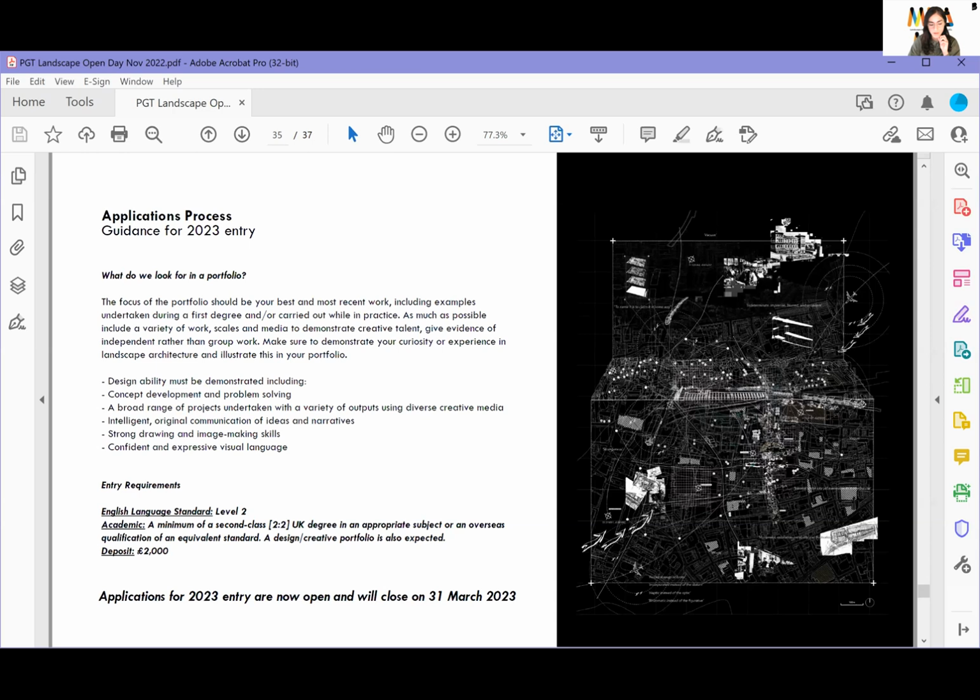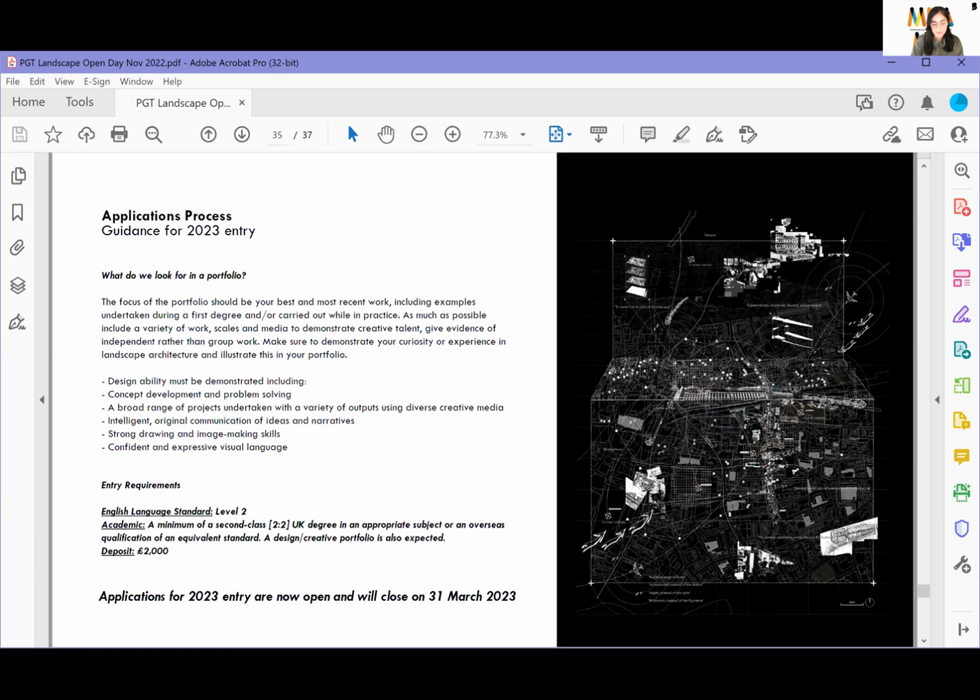We also have a design portfolio component. What we're looking for there, and I'm sure there'll be many questions about that, is to summarize your academic or professional experience and communicate it visually to us as best as you can.